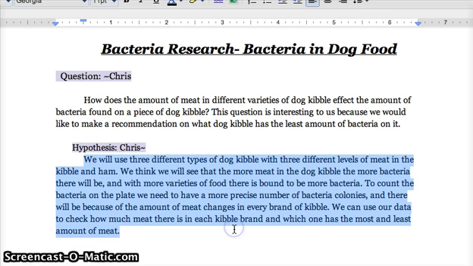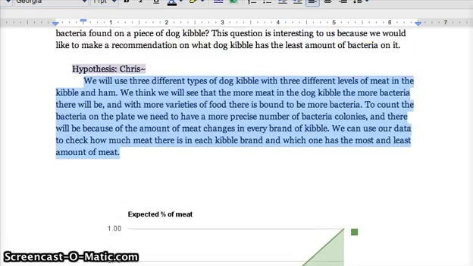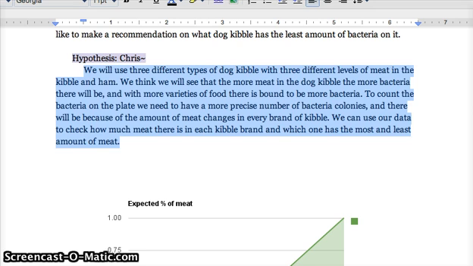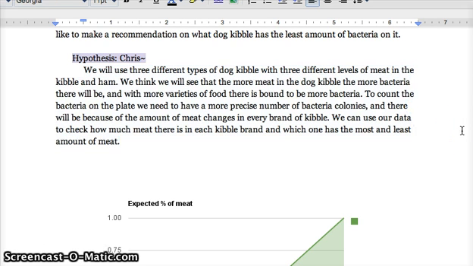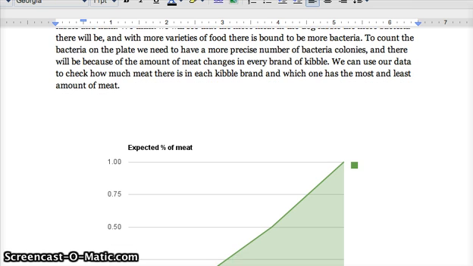We will use 3 different types of dog kibble with 3 different levels of meat in the kibble, and ham. We think that the more meat there is in the dog kibble, the more bacteria there will be. To count the bacteria, we need a precise number, which will help in our graphs.